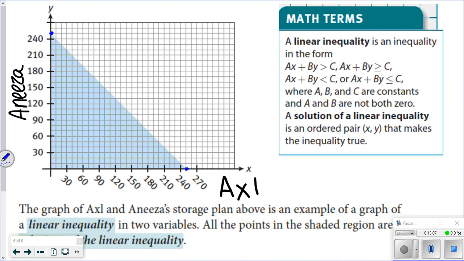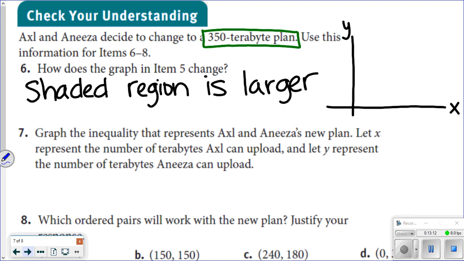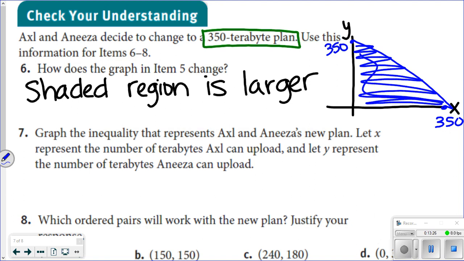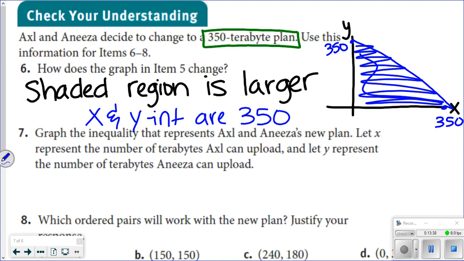Well, now if we're increasing that to 350, my x and y intercepts are now going to be at 350. Thus, my shaded region is going to be much larger than before. And if this was to scale, it would be much bigger. So your x and y intercepts are now at 350. So that also changes.